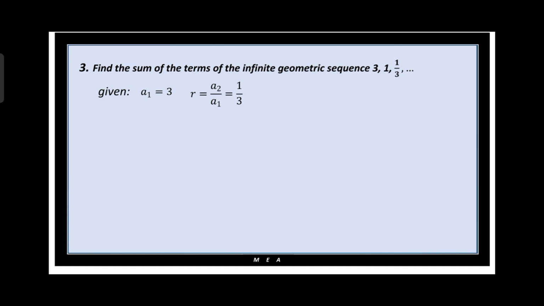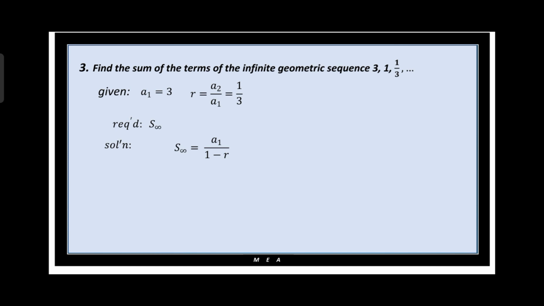Then, yung common ratio ay makukuha natin by dividing a sub 2 by a sub 1. So, 1 divided by 3 is still 1/3. So, ang common ratio natin ay 1/3. So, we are required to find S sub infinity or the sum of the infinite geometric sequence. So, solution, writing down the formula, S sub infinity is equal to a sub 1 over 1 minus r.